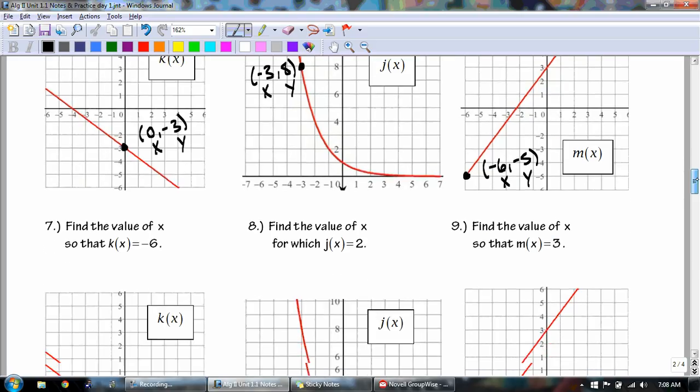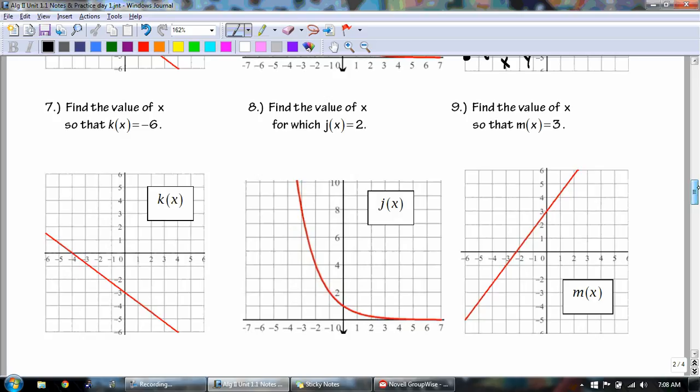On the next set, we need to find the x. Remember that this is our x and this is our y. So now I'm trying to find when y is negative 6, so I'm looking at negative 6, here it is. What is x? My point is 4, negative 6. That's my y, so the 4 is my x. So the way we would say this is that k of 4 equals negative 6. So we're just finding that missing piece.